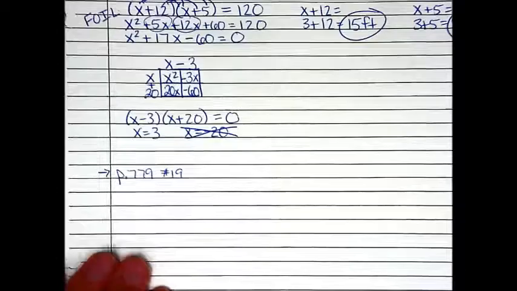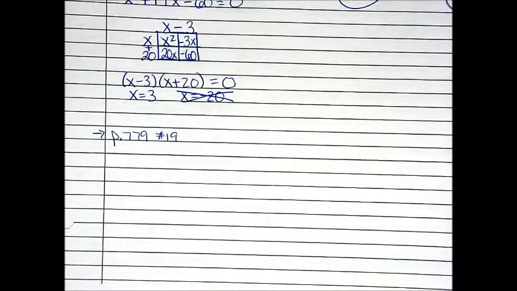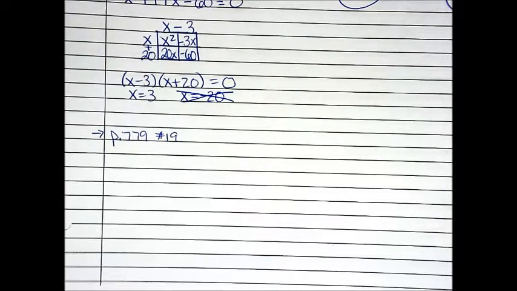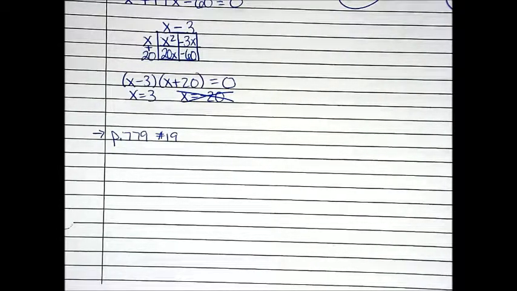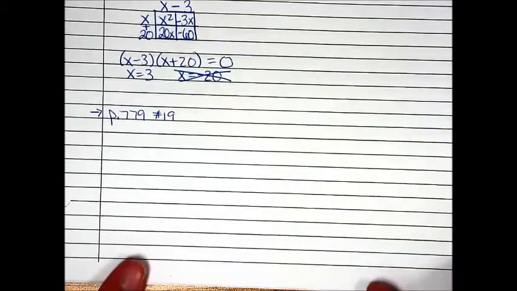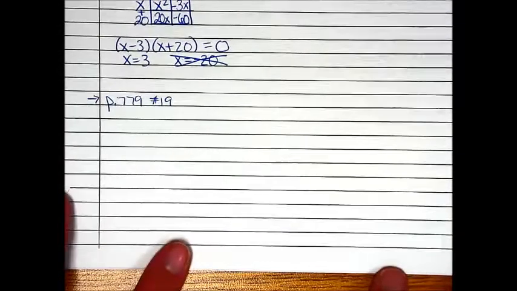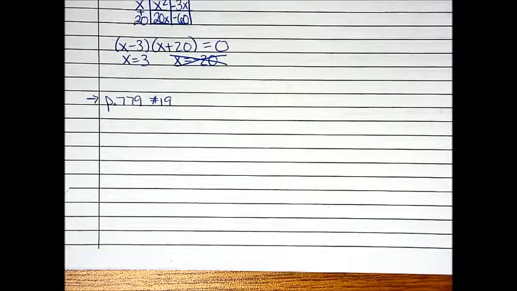On page 779, number 19 is actually part of what would have been in your homework, and we're going to look at that just as an example to help you out with something that you guys are going to do in other problems. So we're going to do 779 number 19 real quick. Okay? So take a look at that one.